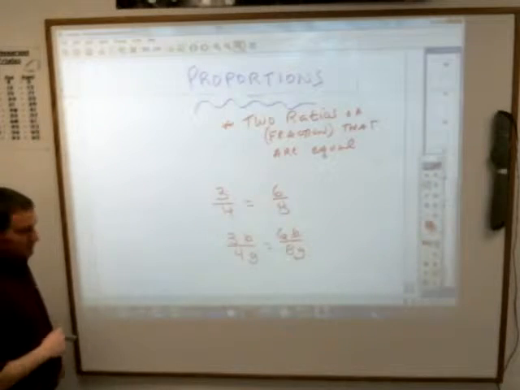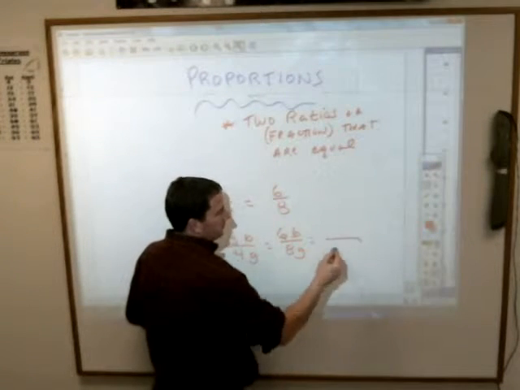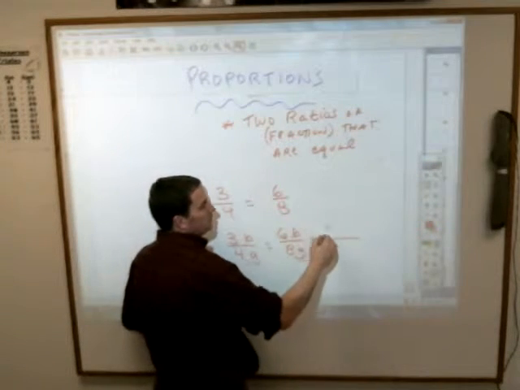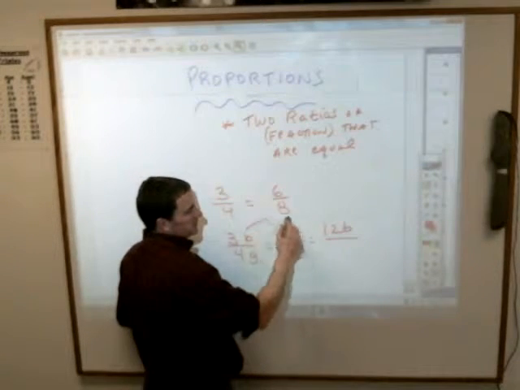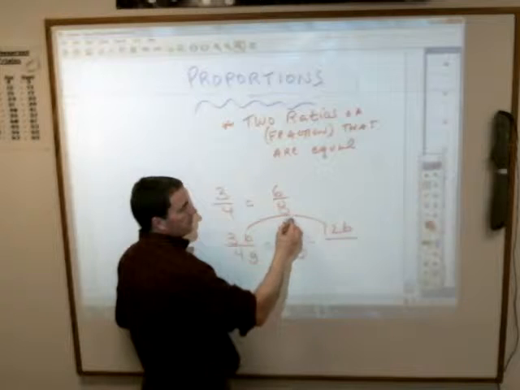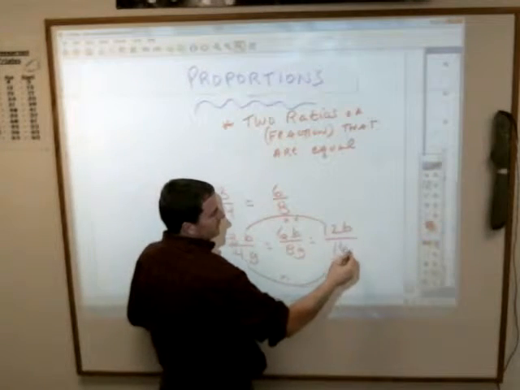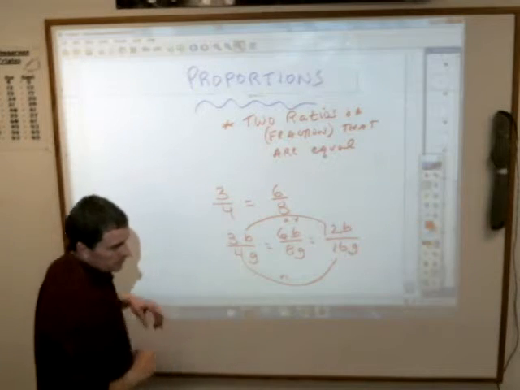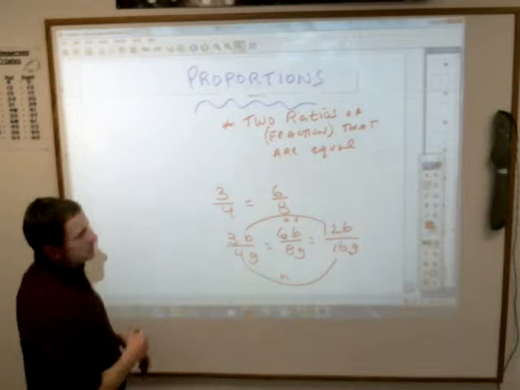Or, something else that would be proportional to that would be, what if there were 12 boys? Well, starting with this, or either one of these, how do you go from 3 to 12? You multiply by 4. So if you multiply 4 by 4, you get 16 girls. Equal fractions are proportional, they're equal ratios.